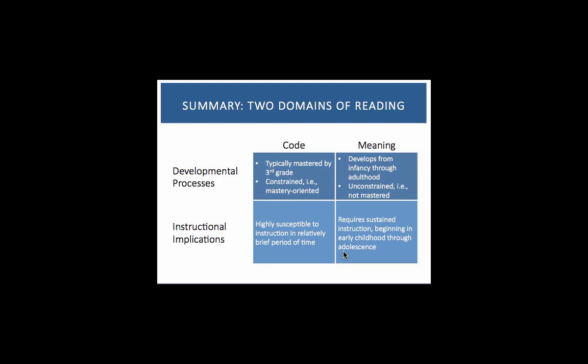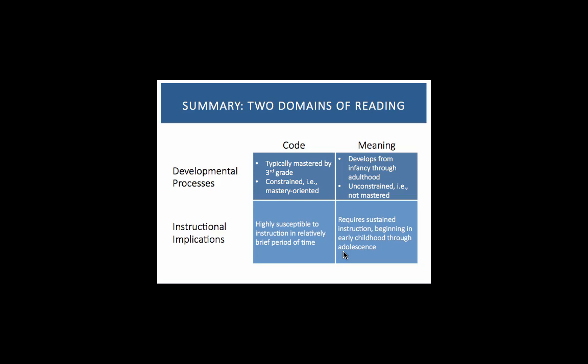So let me begin by talking about this in the domain of code-based skills. Code-based skills are typically mastered by third grade because they represent a constrained mastery-oriented domain. Once a student has mastered the 44 sounds that comprise the English language, they're able to read any word on any written page in any text that they encounter.